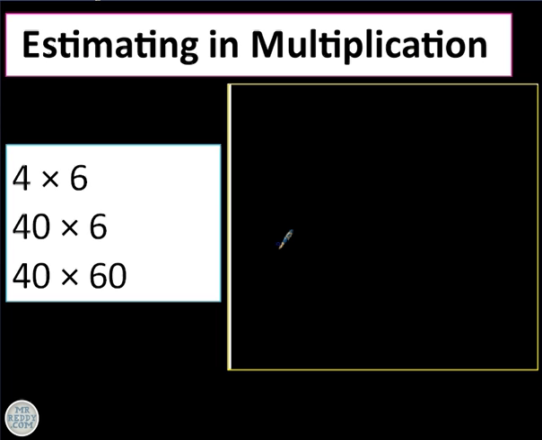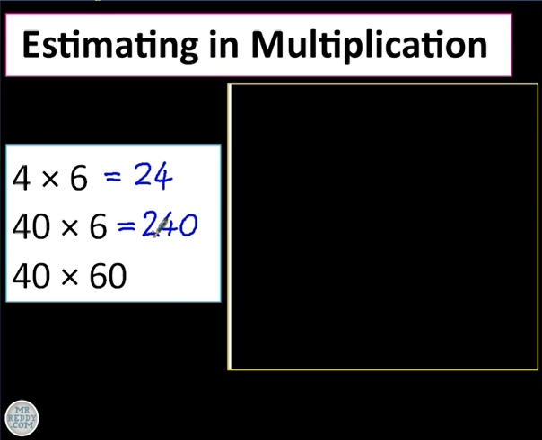In this video, I'll be showing you how to estimate in multiplication questions, and we'll start with some mental multiplication of facts that we do know the answer to. 4 times 6, I know from my 4 times table or from my 6 times table that it's 24. Then I'm going to use that multiplication fact to help me answer 40 times 6. I can see that 40 is 10 times bigger than 4, so the answer is going to be 10 times bigger than 24. 10 times 24 is 240.